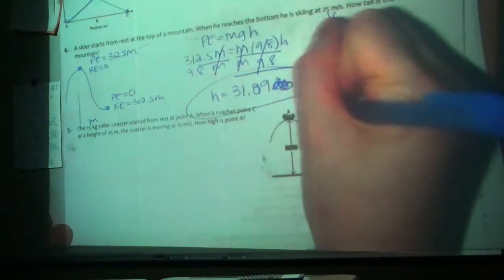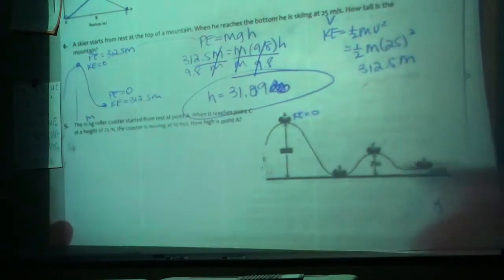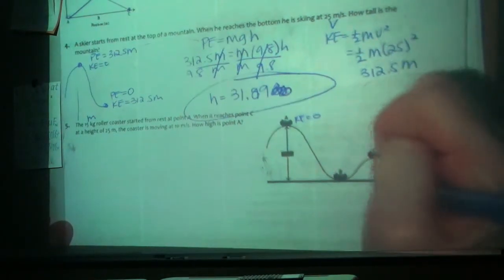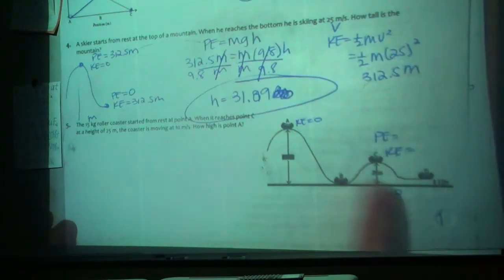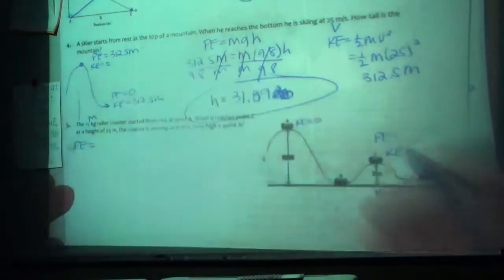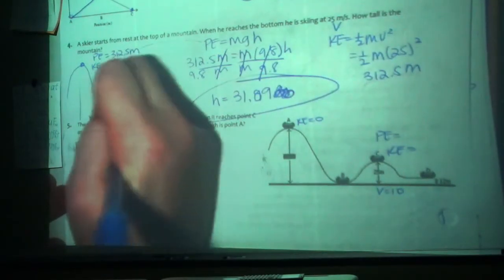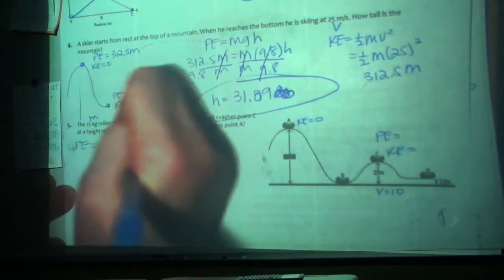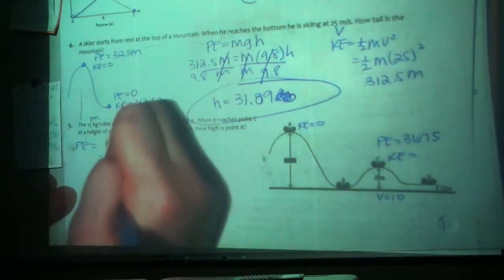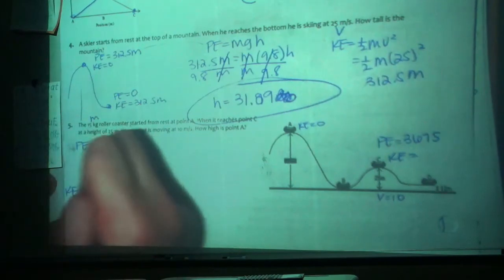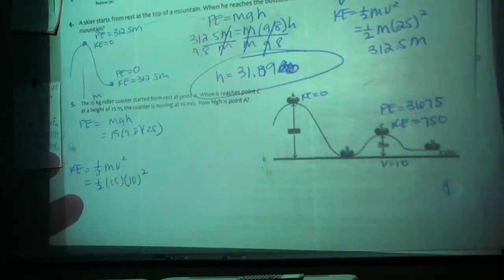A 15 kilogram roller coaster starts from rest, meaning kinetic is 0 at point A. When it reaches point C at a height of 25, it has a velocity of 10, meaning it has both potential and kinetic energy here. And because I have both the height and the velocity, I can actually plug in and find those. So potential is mgh. 15, 9.8 times 25 gives me a potential energy of 3,675. And then kinetic is 1/2 mv squared. 1/2, 15, 10 squared gives me a kinetic energy of 750.